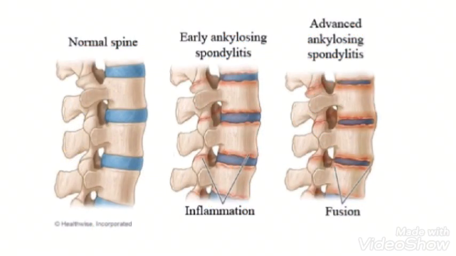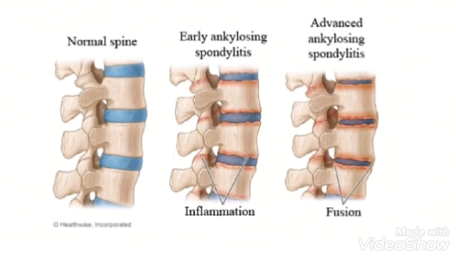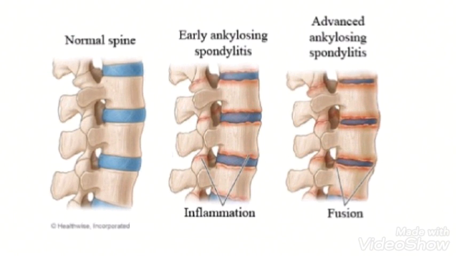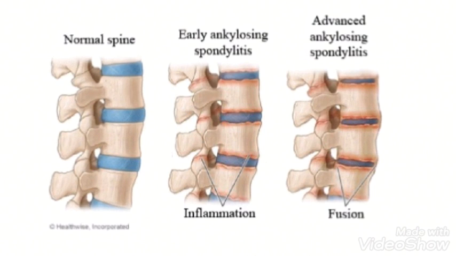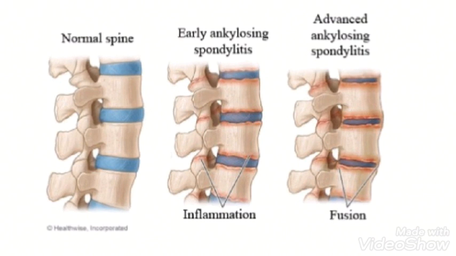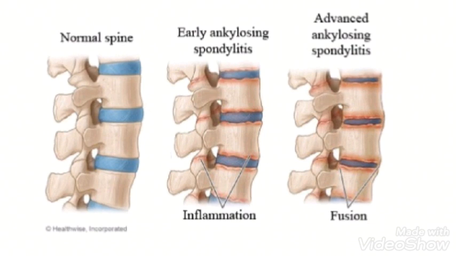See in the diagram, it is showing a normal spine where there is normal space between the discs. Then you can see the second one in which there is inflammation. This red is inflammation. When there is infection, you can find the inflammation. Then slowly they start fusing. The gap between the vertebrae starts becoming narrower, and then the discs get fused together, and when they get fused together, there is no space between the vertebrae and there is no possible flexion. This is called ankylosing spondylitis.